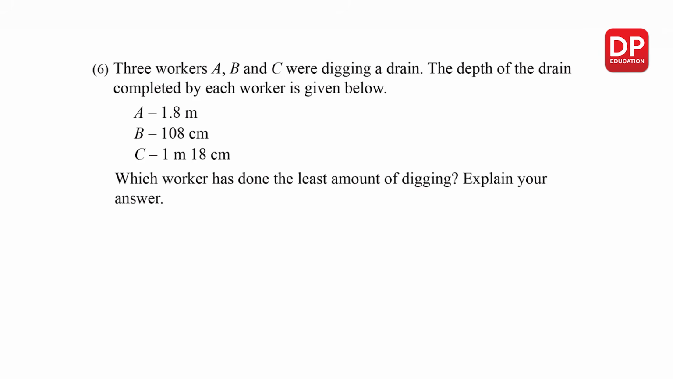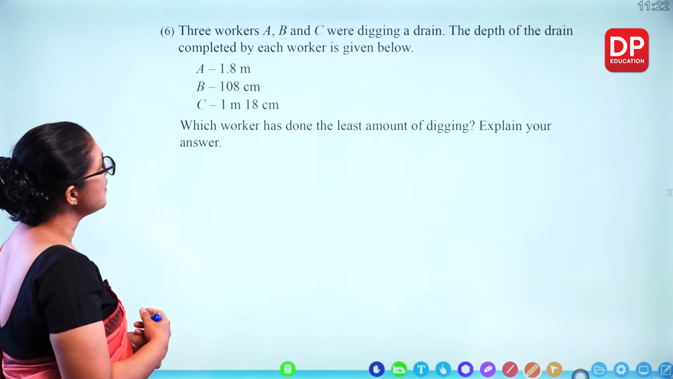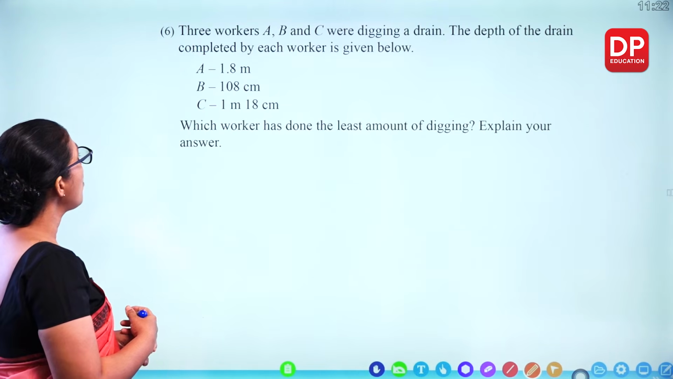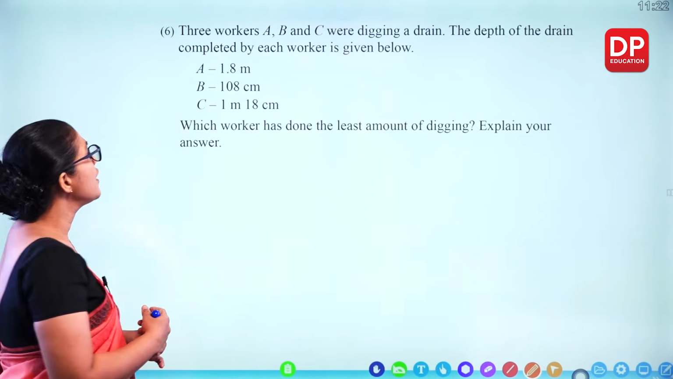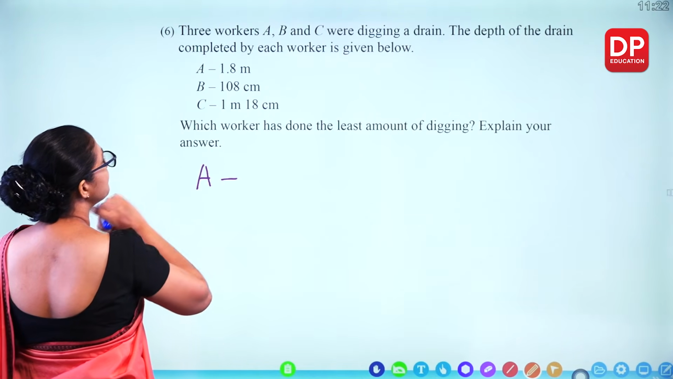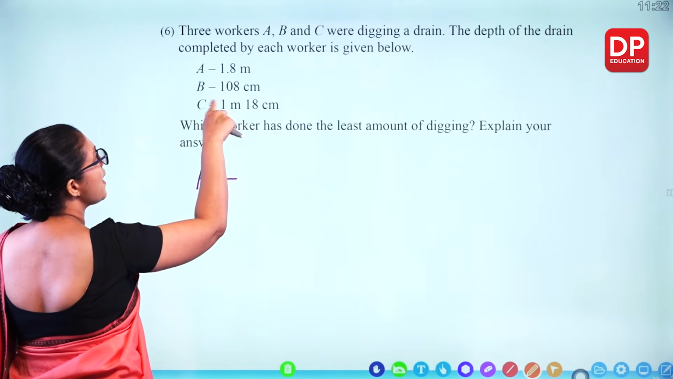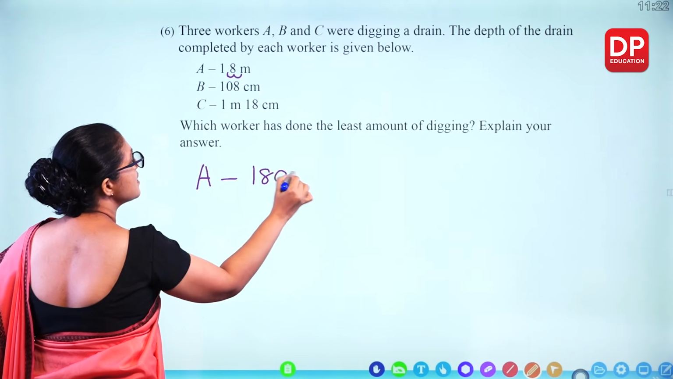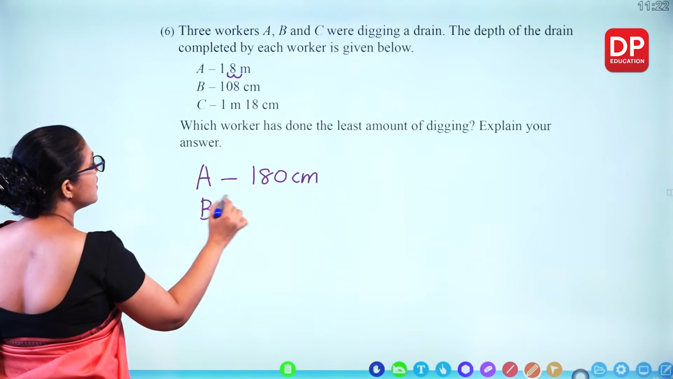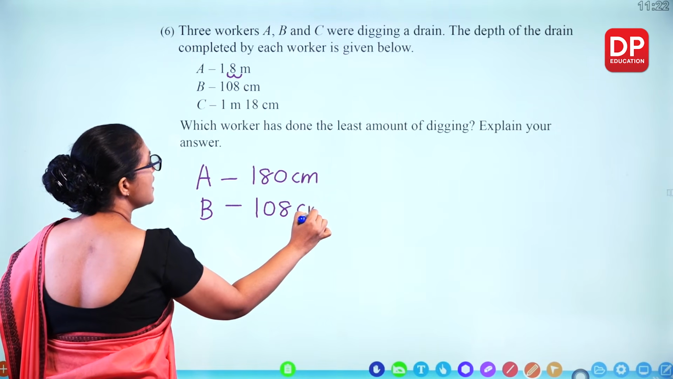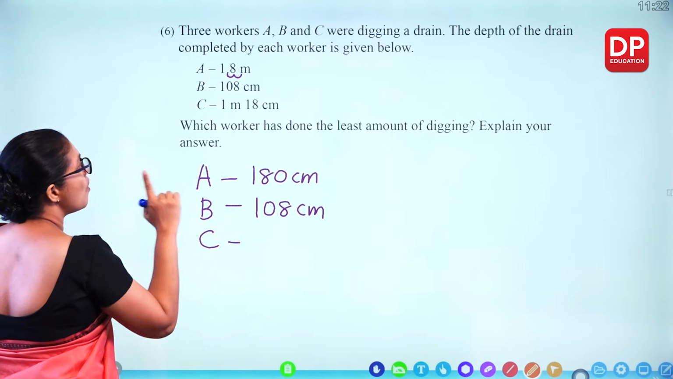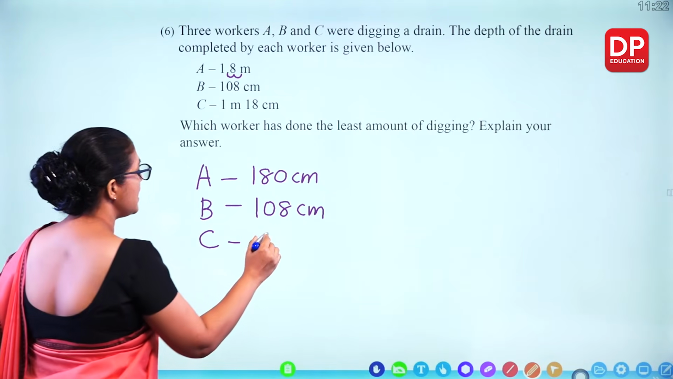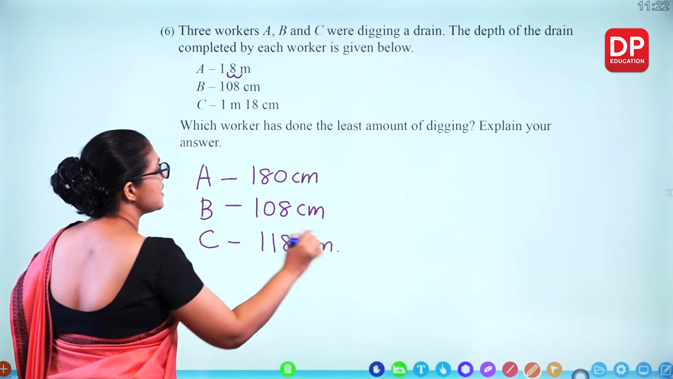3 workers A, B and C are digging a drain. The depth of the drain completed by each worker is given below. Which worker has done the least amount of digging? Explain your answer. So we'll convert everything to centimeters. Meters to centimeters, multiplied by 100. So 180 centimeters. B worker already in centimeters, that's 108. And C worker, 1 meter means 100. 100 plus 18, 118 centimeters.